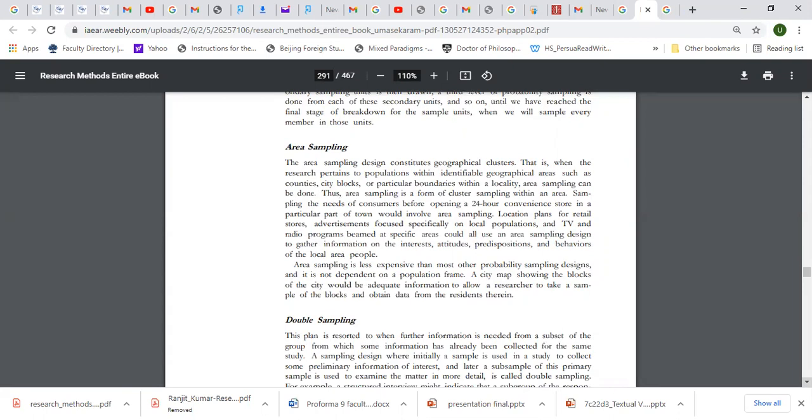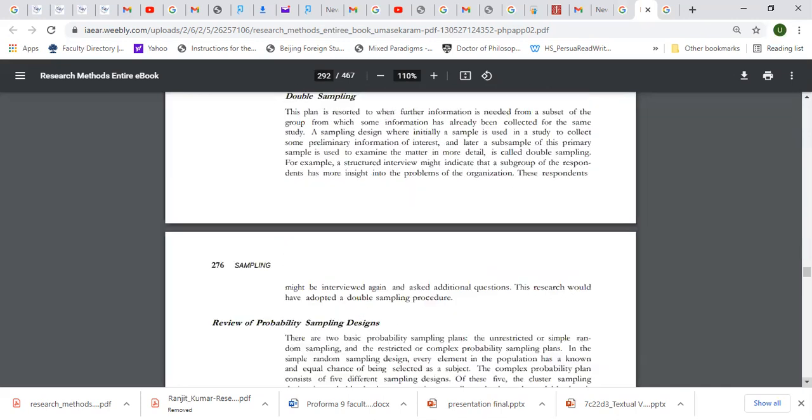But the sample which is selected is actually based on area sampling, which is a probability sampling, because they belong to the same area, and that is why it is based on area that you select people for the study. Then we have double sampling.